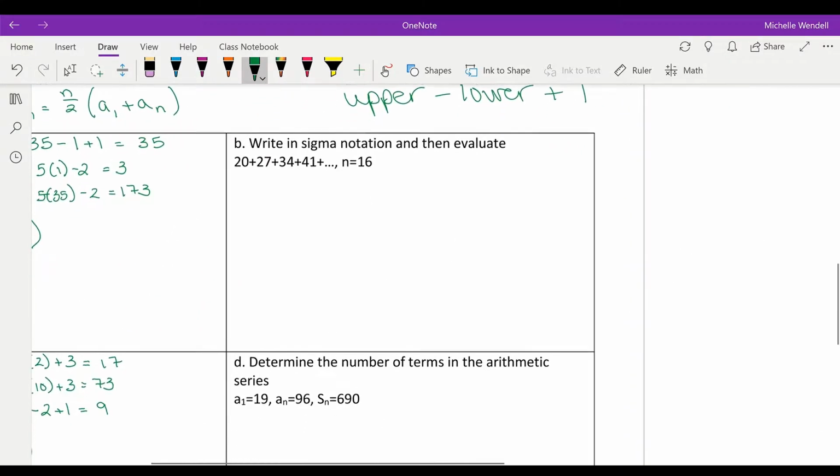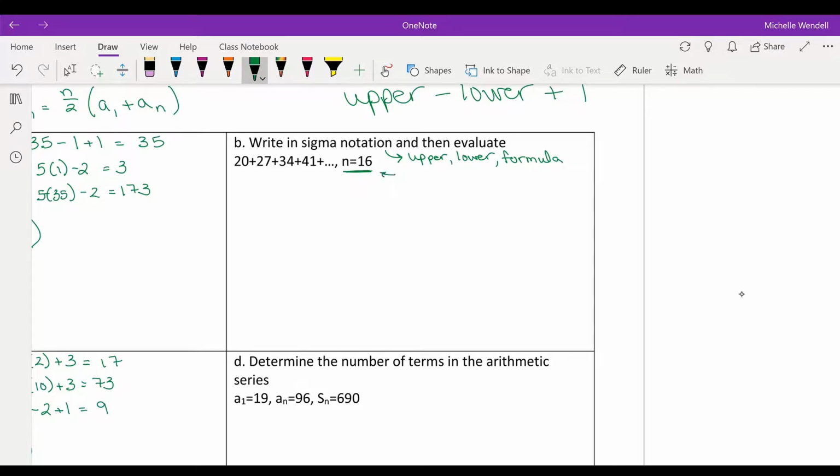Alright, so let's go to B now. B is rather involved because we have to do a couple of things. First, we have to write this in sigma notation. So you have to think, okay, what do I need for sigma notation? I need an upper limit, a lower limit, and a formula. The upper and lower limit are pretty simple to find. I'm stopping at 16 numbers, so that's going to be my upper limit.